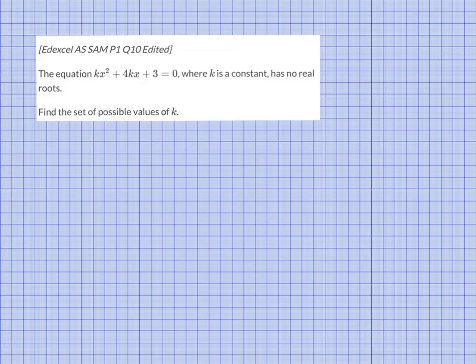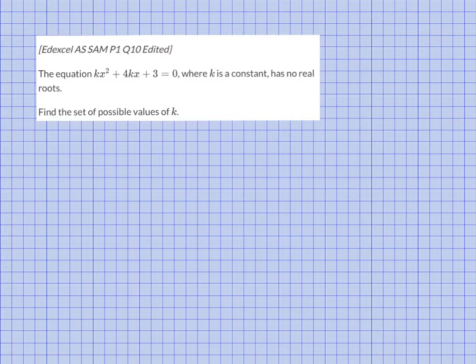First one up is from the pure paper, question 13, which is the equation kx squared plus 4kx plus 3 equals 0. It has no real roots. Find the set of possible values of k.